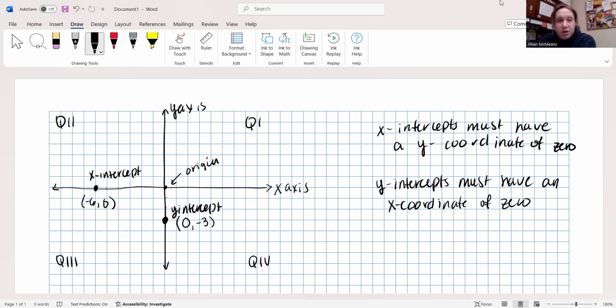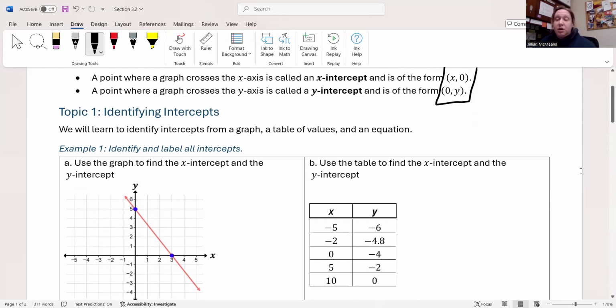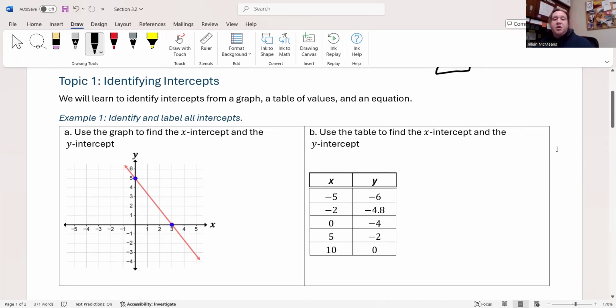Let's go back to the original worksheet. So hopefully now when you see this right here, you understand what I was getting at. An x-intercept always has to have an ordered pair that has some x-coordinate, positive, negative, whatever, but the y-coordinate has to be 0. For a y-intercept, the ordered pair has to have 0 for the x-coordinate, but then y can be some positive or negative value, okay? So just understand, generally speaking, what an intercept is. Topic 1 is identifying intercepts. We're going to look at a table and a graph and figure out what the intercepts are. So we will learn to identify intercepts from a graph, a table, and eventually an equation. The next video we'll talk about an equation, okay?